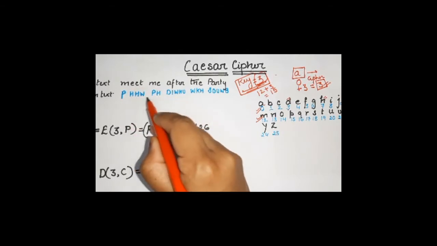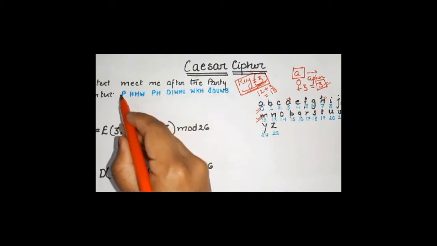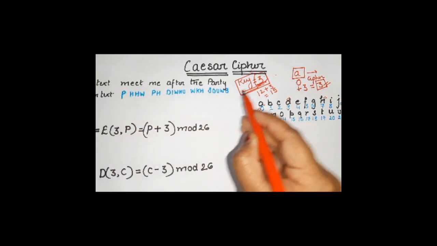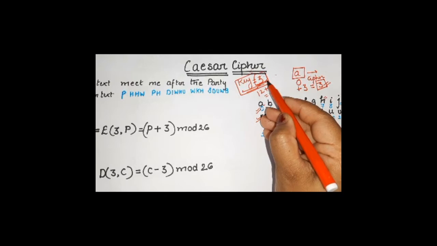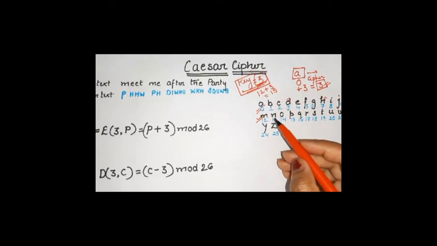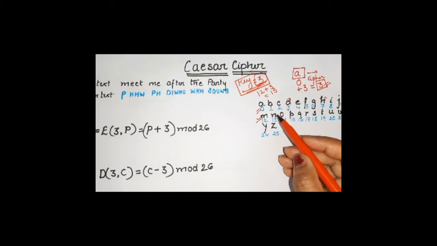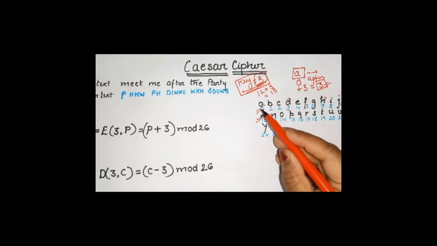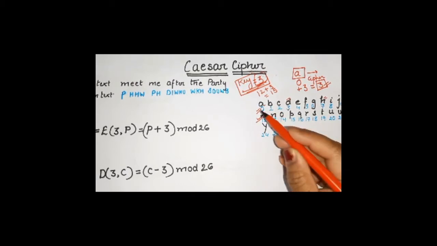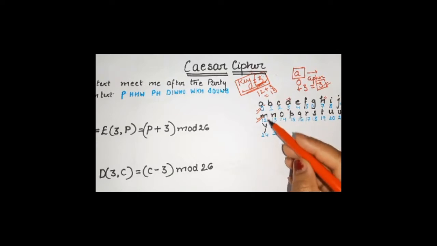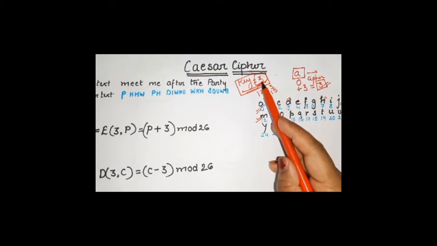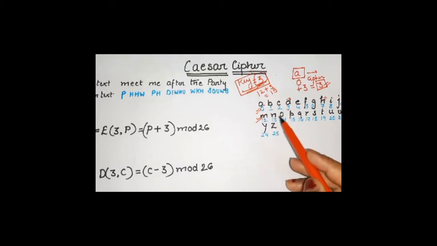And therefore, all the other plain text can be converted into ciphertext by using key equal to 3. And how do we use key equal to 3? We decide this way from A to Z: the number values are decided. You're going to add key equal to 3 to all the alphabets and then find out the other value.